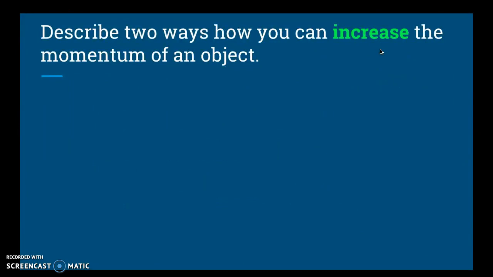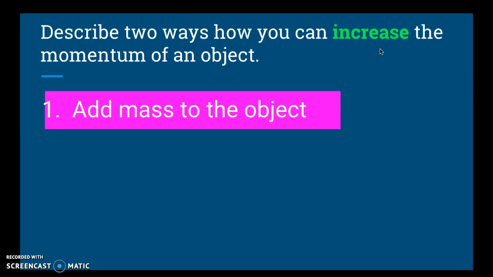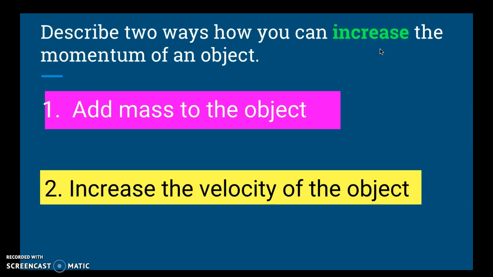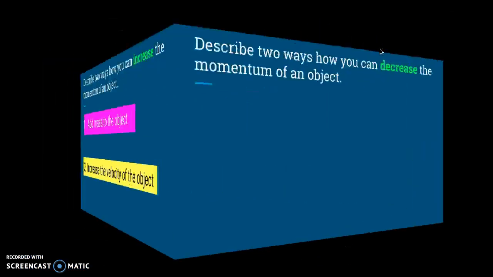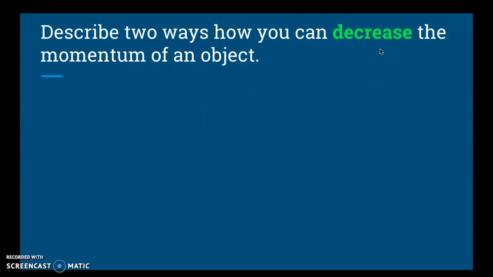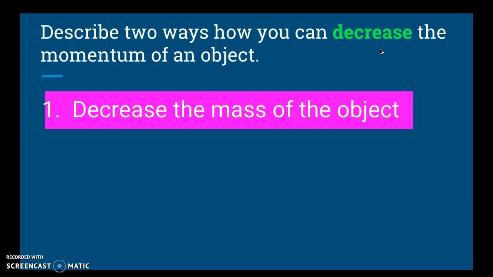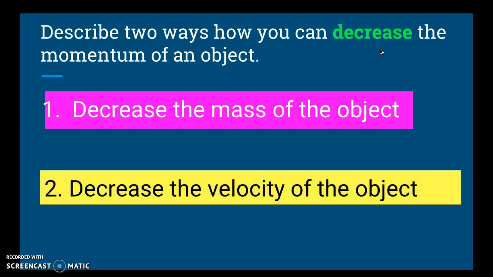Describe two ways how you can increase the momentum of an object. You can add mass to the object, or you can increase the velocity of the object. Describe two ways how you can decrease the momentum of an object. You can either decrease the mass of the object or decrease the velocity of the object.